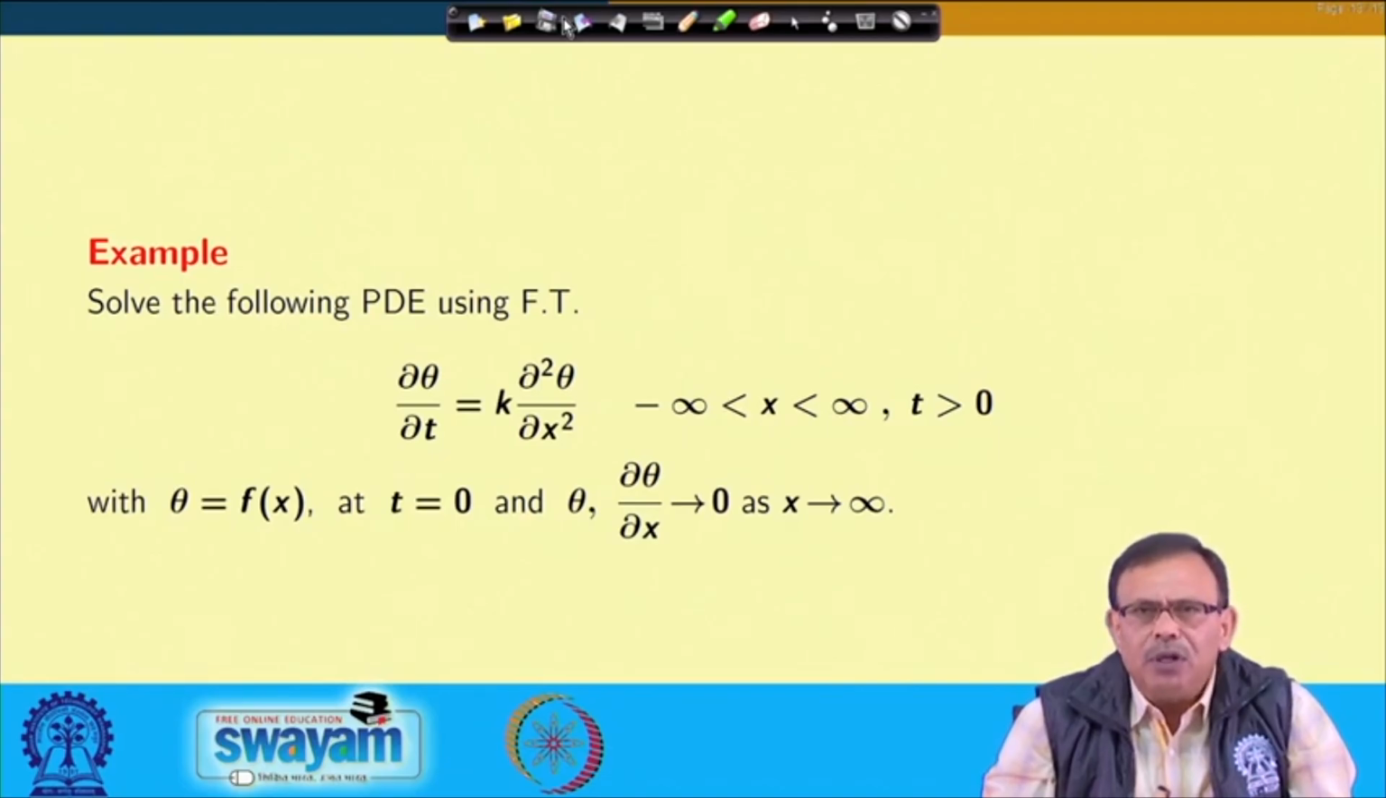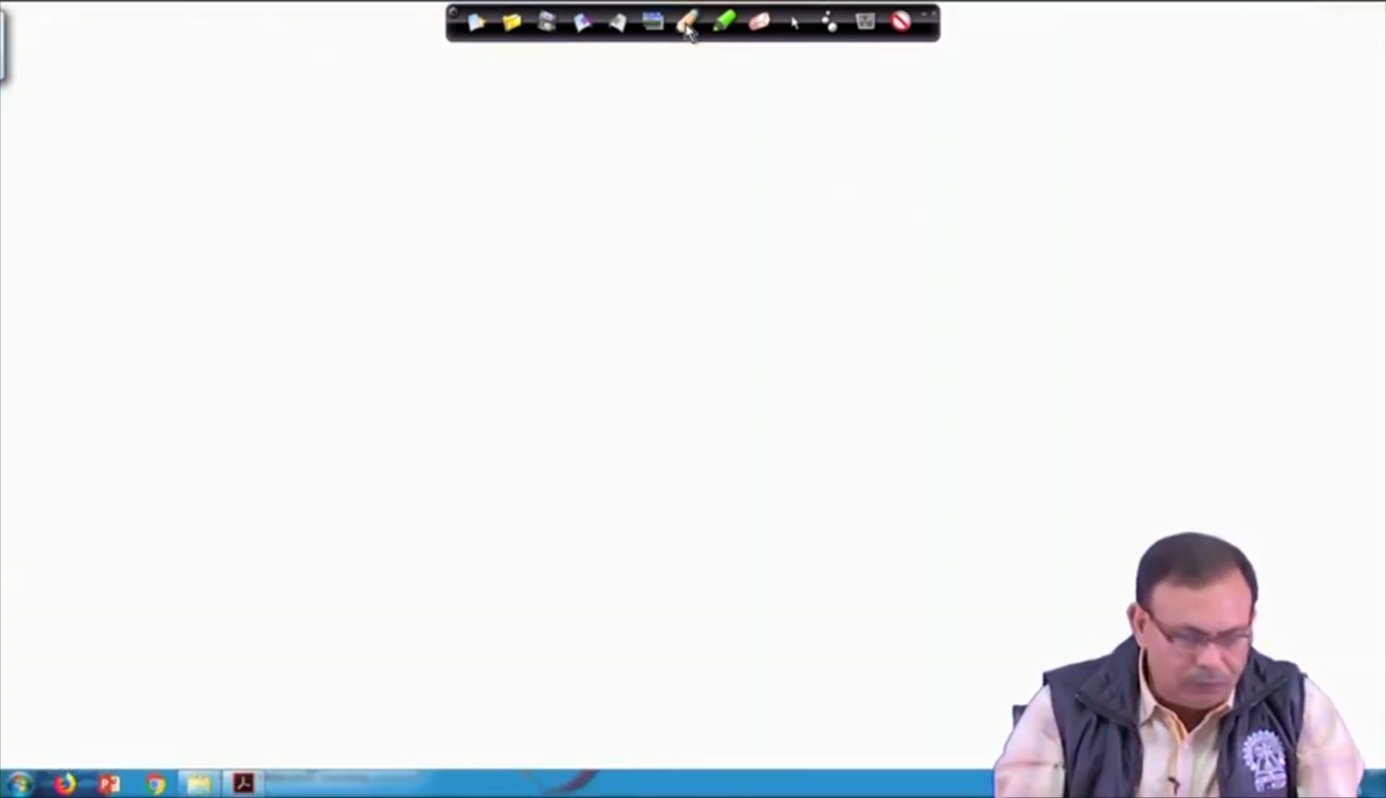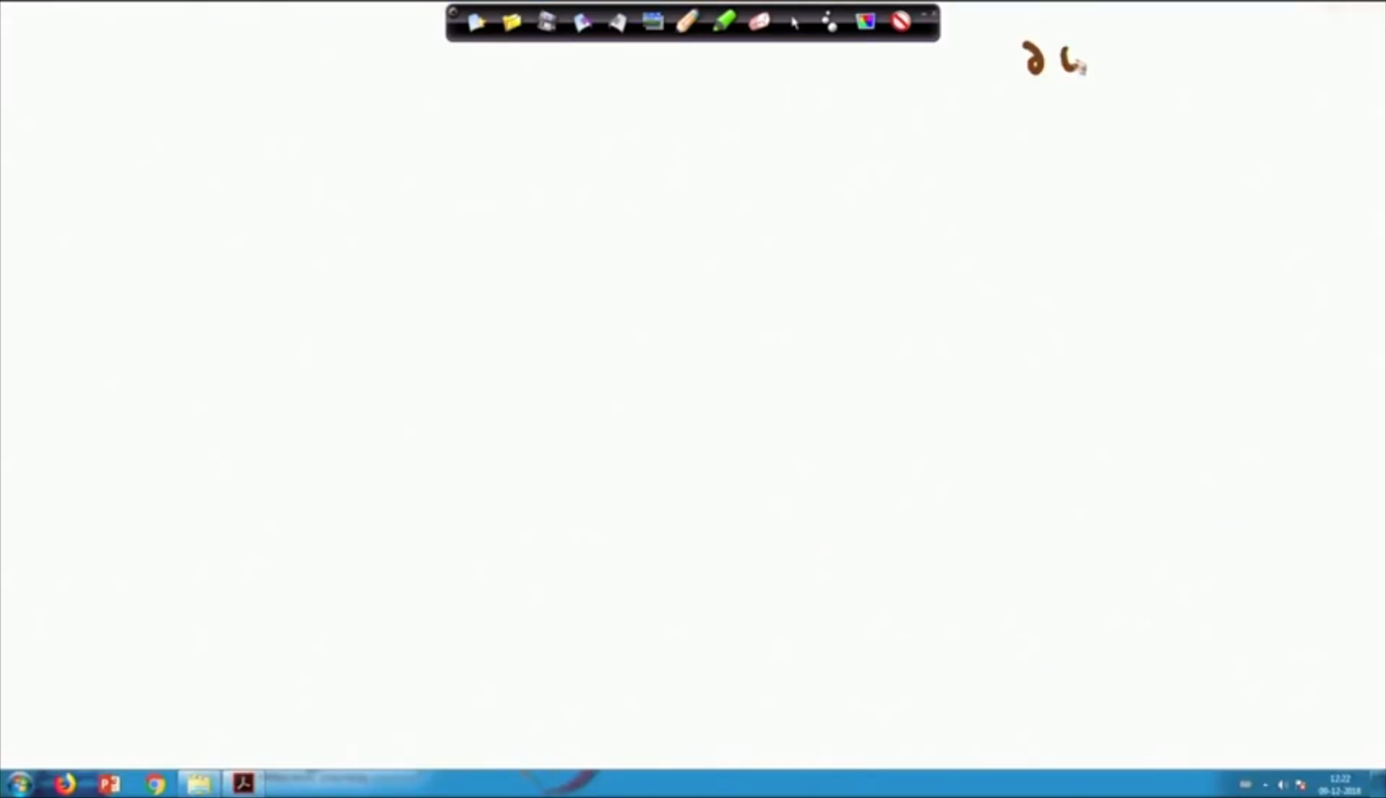So, we should be careful whenever we are trying to solve a problem. The first thing I have to think is which transform I can use. Here, since x varies from minus infinity to infinity, I can take the Fourier transform because the conditions are also given, but I cannot use the Fourier transform with respect to the variable t, because the range of t is from 0 to infinity. So, to solve the problem, your equation has been given as ∂θ/∂t equals k into ∂²θ/∂x².